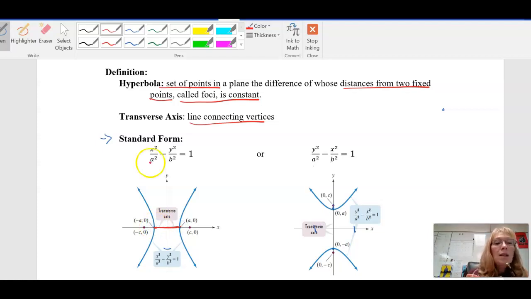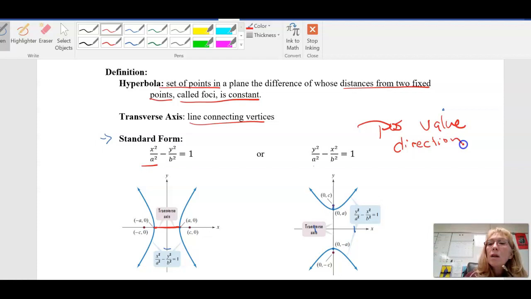Now, to find this, it's whichever one is positive. The positive value is the direction the hyperbola opens. So if x is positive, it opens left to right. If y is positive, it opens up and down.